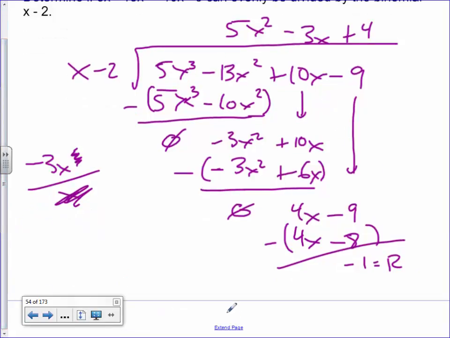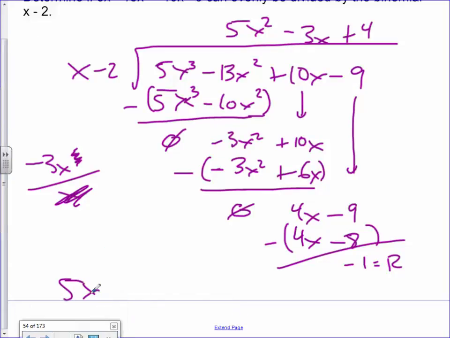When you're done dividing, here's a way of considering this then. 5x to the 3 minus 13x squared plus 10x minus 9 is really equal to x minus 2, that would be this little bit right here, times the thing that we end up getting up top here, which is called the quotient. And it's equal to that.